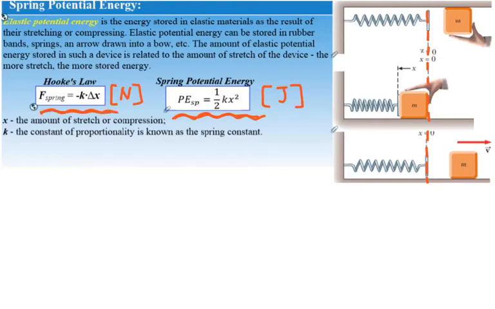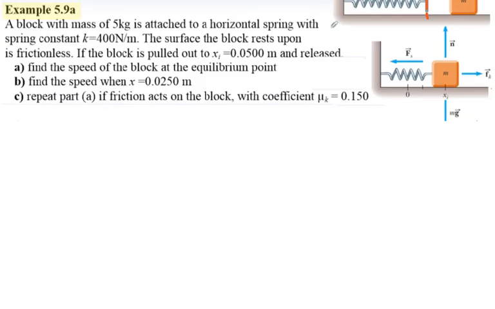So let's look at some examples where we're going to apply Hooke's law. Here's the first problem. A block with a mass of 5 kg is attached to a horizontal spring with a spring constant of 400 newtons per meter. The surface the block rests upon is frictionless. If the block is pulled out to a distance of 0.05 meters and released, find the speed of the block at its equilibrium, find the speed of the block at 0.025 meters from equilibrium, and repeat the experiment if friction is also given, with a coefficient of friction of 0.15.